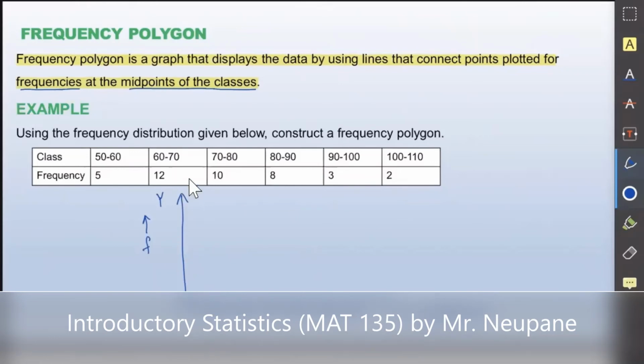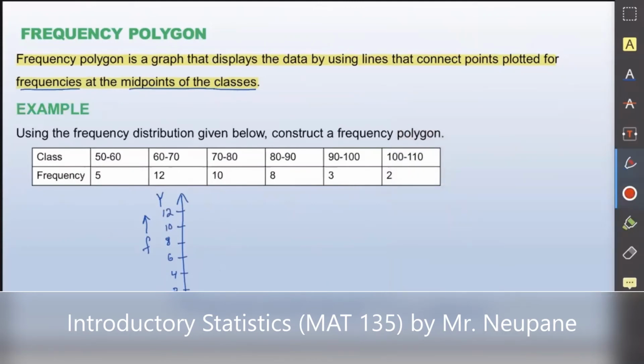Along the y-axis, you have the frequency. The frequencies are 5, 12, 10, 8, 3, 2. The maximum frequency is 12, so you want to go up to 12. You can calibrate your y-axis the way you want. You can go 1, 2, 3, up to 12, or you can go by 2. I'm going to go by 2: 2, 4, 6, 8, 10, 12. Is it looking beautiful? Okay, there we go.